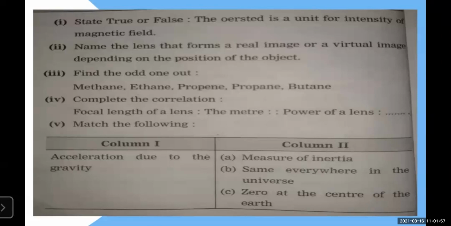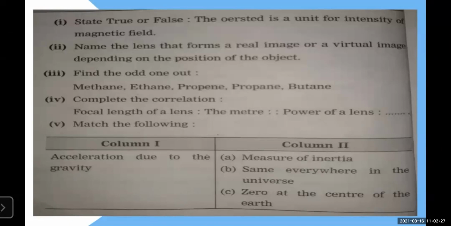Third one, find the odd one out. Methane, ethane, propene, propane, butane. So you can use your common sense. See, everything is the same: methane, ethane, propane, butane. All are alkane group. Only propene is the alkene group. So by reading only the names, you can understand that propene is the odd one out. So the answer you have to write down is propene.